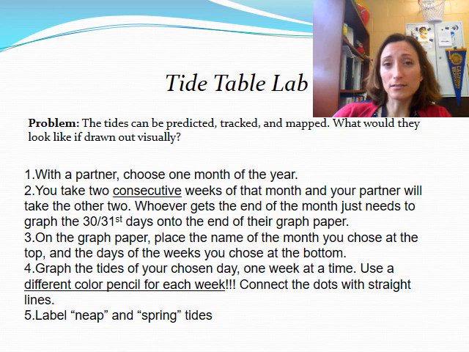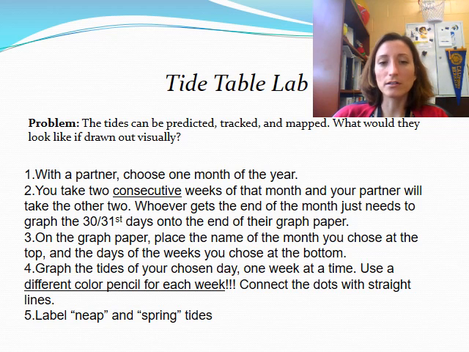So with a partner, it's a lot easier if you work with a partner. It's a lot faster, and a lot more fun. You're going to choose 1 month of the year. If you want to make it exactly even, make sure it is a month of the year that has 4 weeks, not 5 weeks. So like June instead of May.